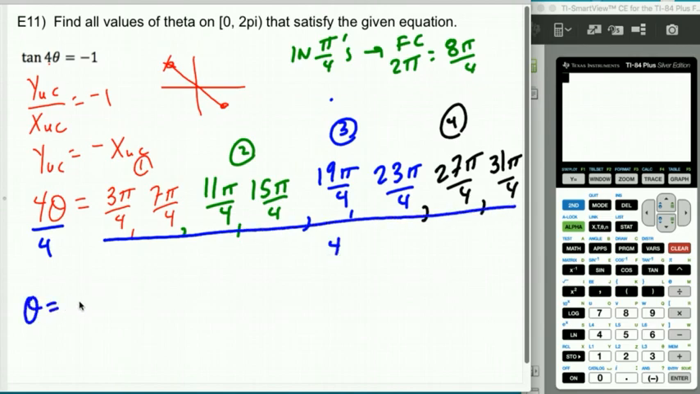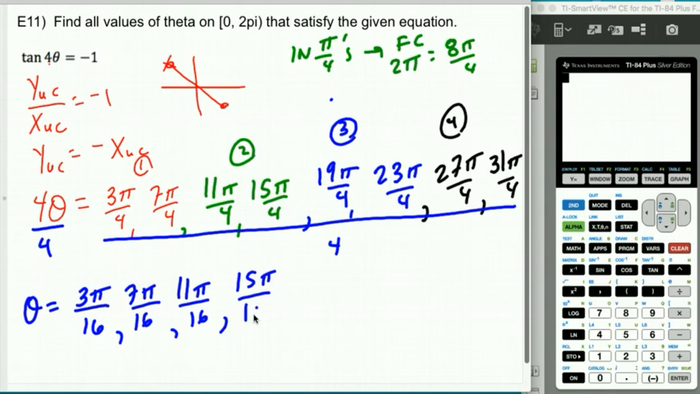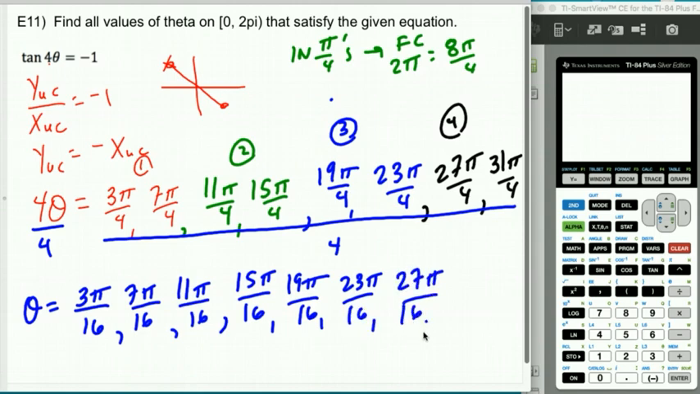So I'm going to end up getting that theta is a 3 pi over 8, right? A 7 pi over, oh, not 8, 16, my bad. Sorry, 4 times 4, not 4 plus 4. 3 pi over 16, a 7 pi over 16, and 11 pi over 16, right? Because dividing by 4 again, so that's 15 pi over 16, 19 pi over 16, 23 pi over 16, 27 pi over 16, and 31 pi over 16.